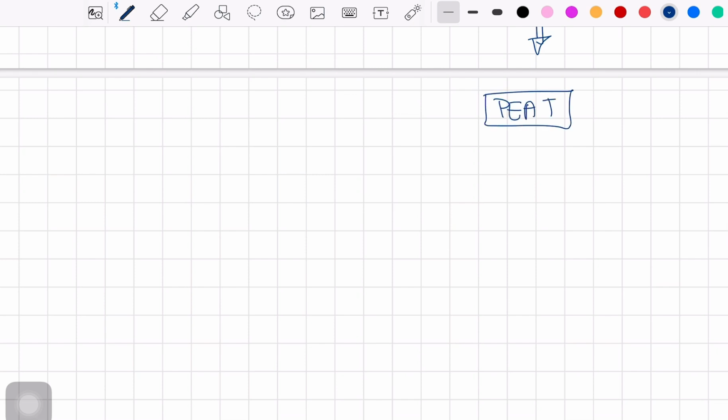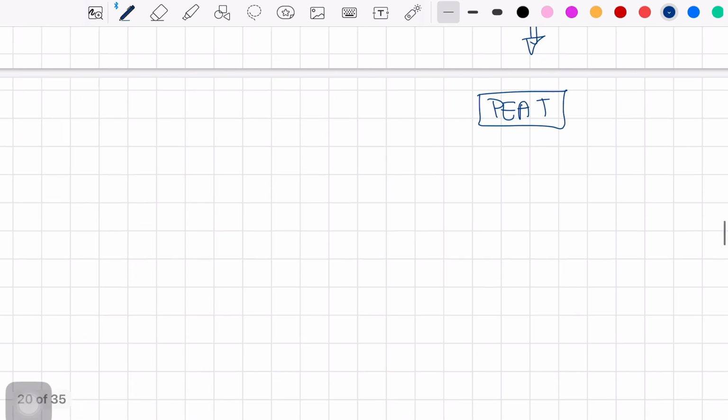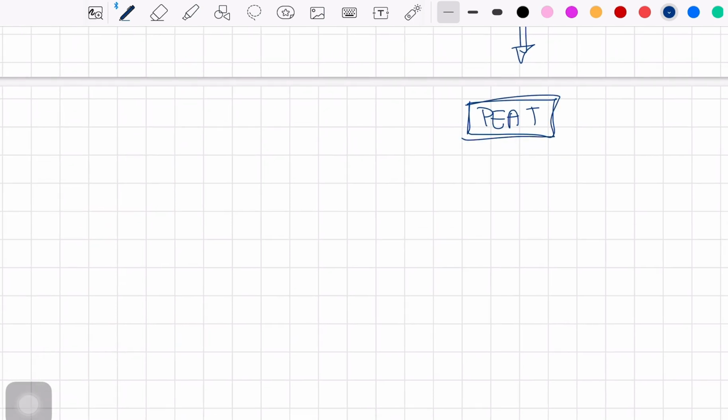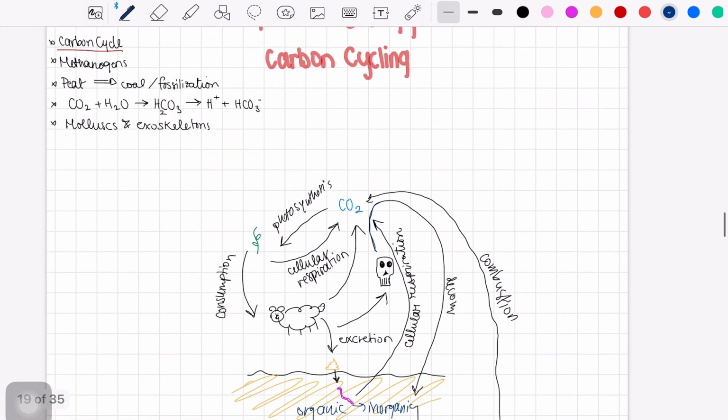Now, peat is partially decomposed organic material that has been compressed over a long period of time to turn into this brown solid substance that is buried deep under the earth. And eventually, over time, peat will turn into what we know as coal or other fossil fuels. And yeah, so that is the importance of methanogens.